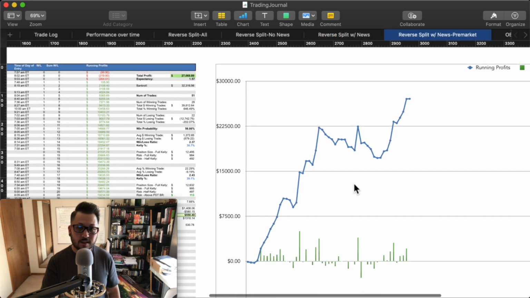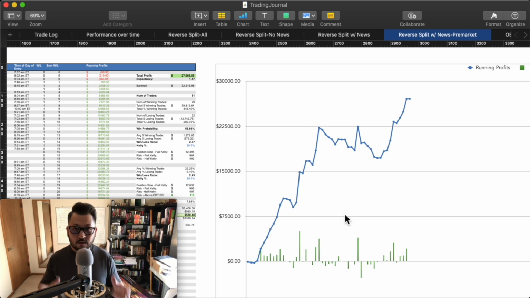And there we go. My P&L is getting even better. It's even smoother, there are fewer downswings. This is the zero line down here. And I'm up about $28,000 trading reverse split stocks with news during pre-market.